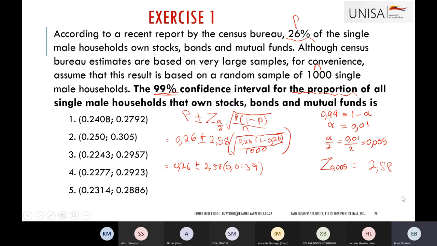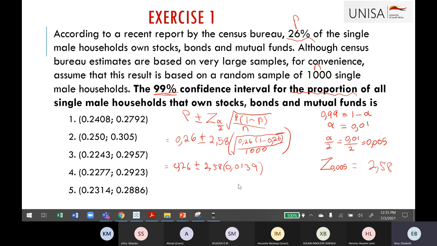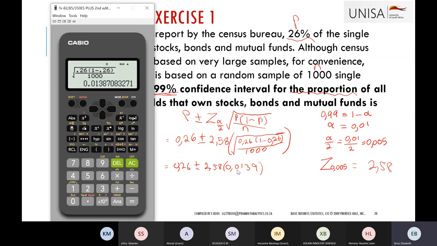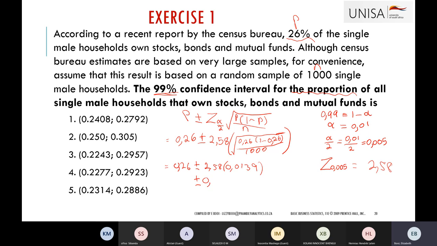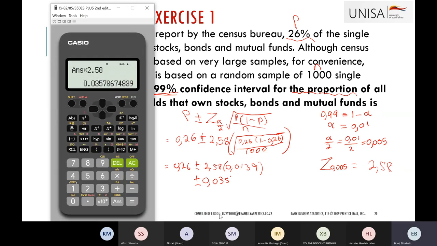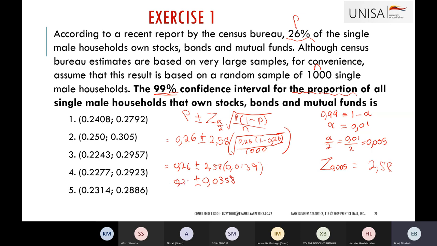Since I'm keeping only 4 decimals, now I can just calculate the other side. I multiply my answer by 2.58, which equals 0.0358. I'm going to keep 4 decimals. Let me write it first. I think it was 0.03558, and that is 0.26.